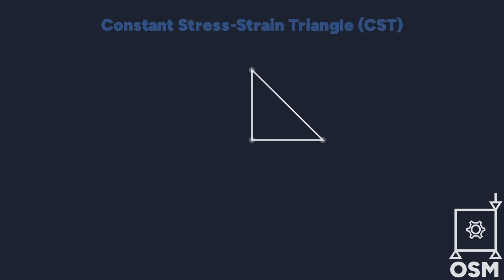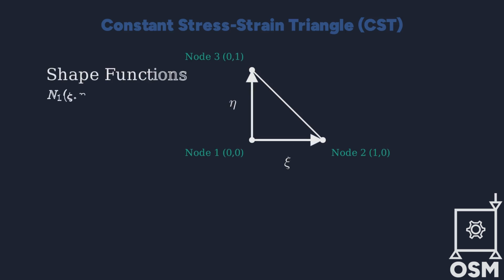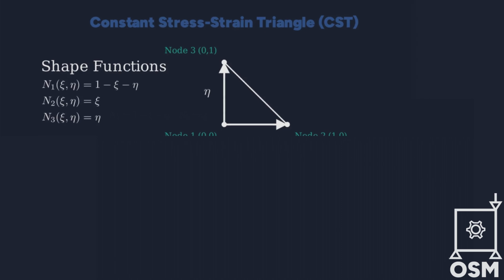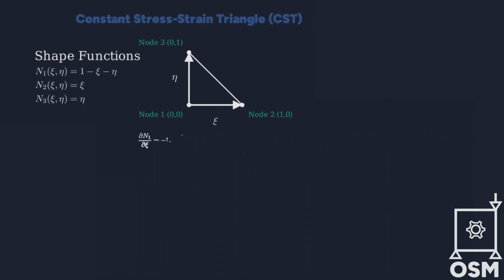Let's look at a simple constant strain triangle, or CST, with orthogonal alignment. The nodes are positioned at node 1 at the origin, node 2 at (1, 0), and node 3 at (0, 1). Because of this alignment, the Jacobian is the identity matrix, which means the transformation from local to global coordinates is trivial. We start with the nodal shape function derivatives.